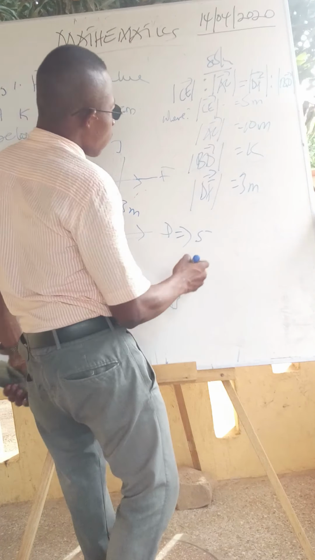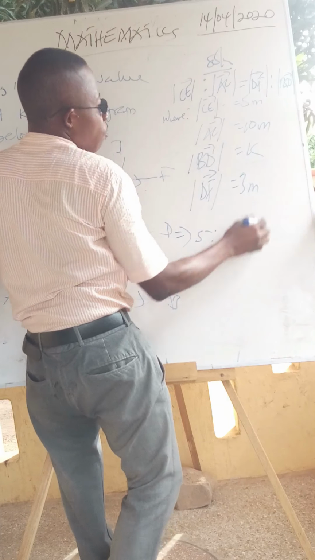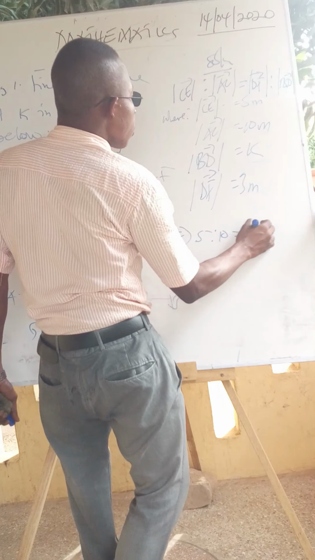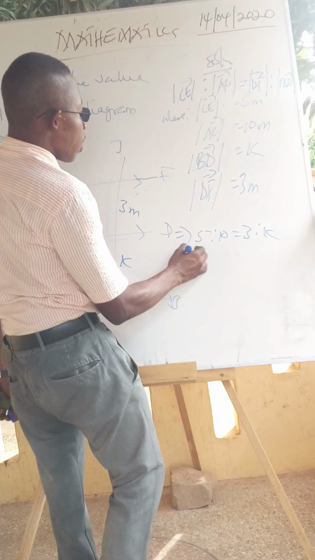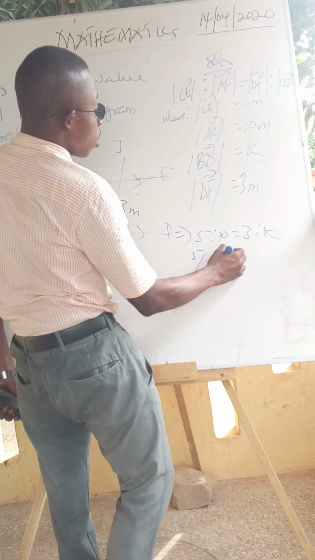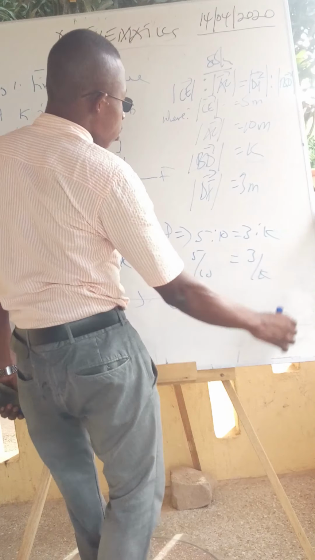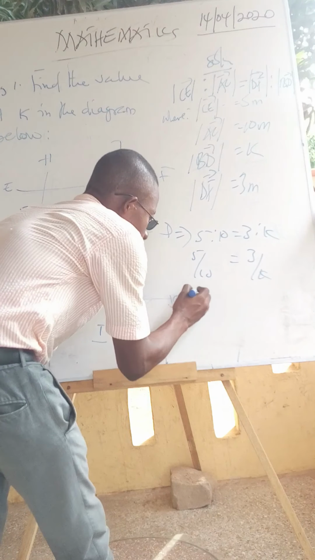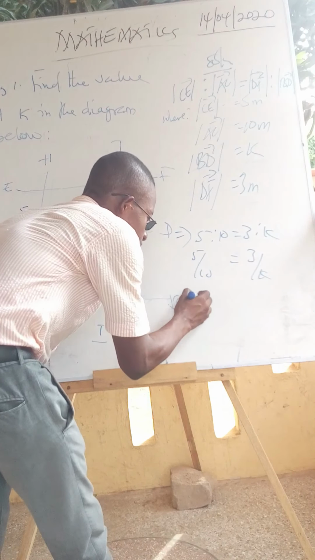So here 5 is to 10 equal to 3 is to K. So we have 5 over 10 equal to 3 over K. So we cross multiply. 5K equal to 30, because 10 times 3 is 30.